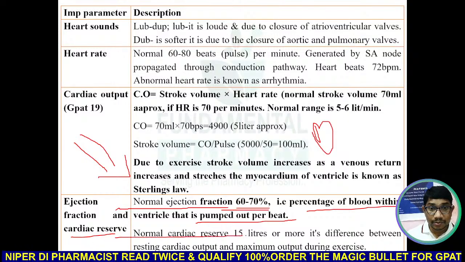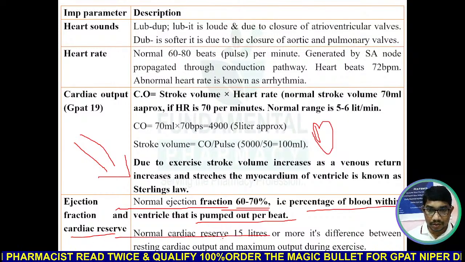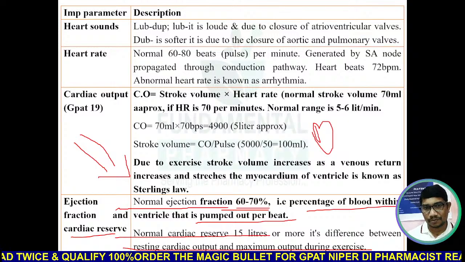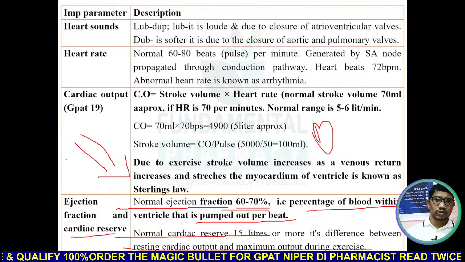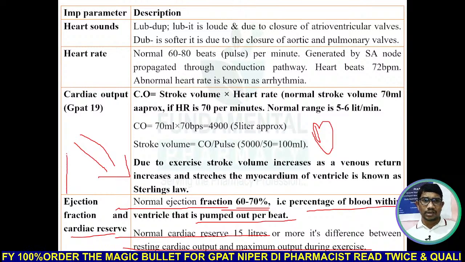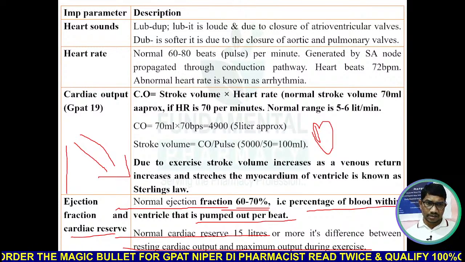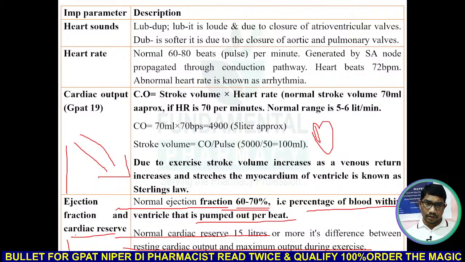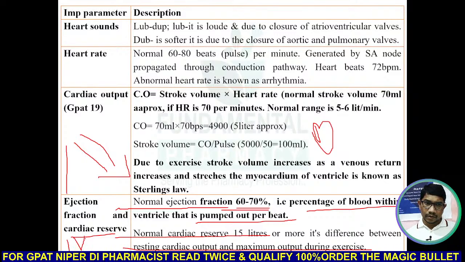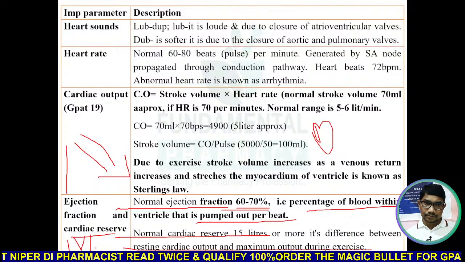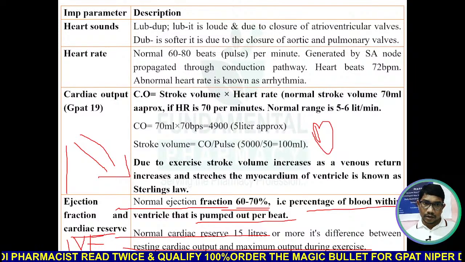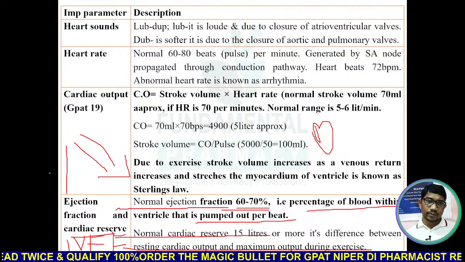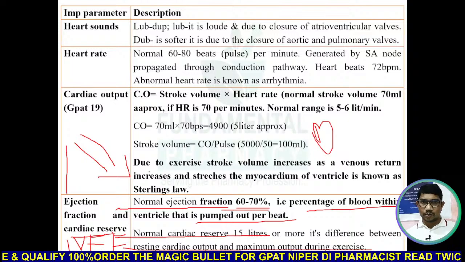Normal cardiac reserve is 15 liters. It is the difference between resting cardiac output and maximum output during exercise. The most reliable measure of cardiac output is the left ventricular ejection fraction, LVEF. It is the most accurate measure of cardiac output. This question has already come.